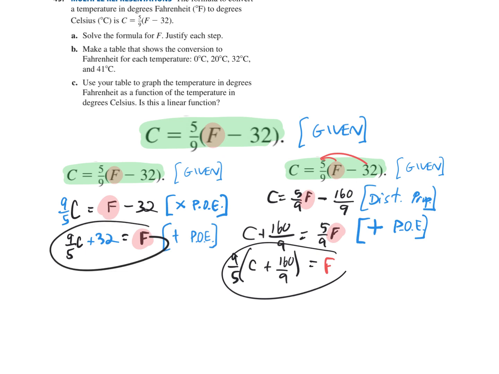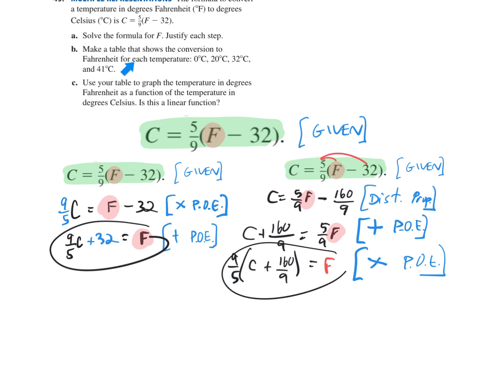So both of these work. The reason we were able to do that was the multiplication property of equality, because we multiplied the right side times 9/5 and the left side times 9/5. These are equivalent. They look a little different, but they're the same.